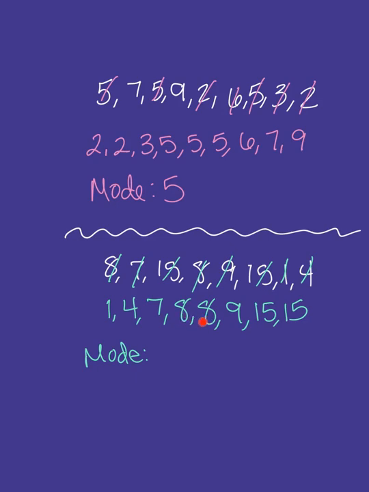Yep, I see 8 twice and 15 twice, and all the others are just once. So that means both of them are the mode. So my mode is 8 and 15.